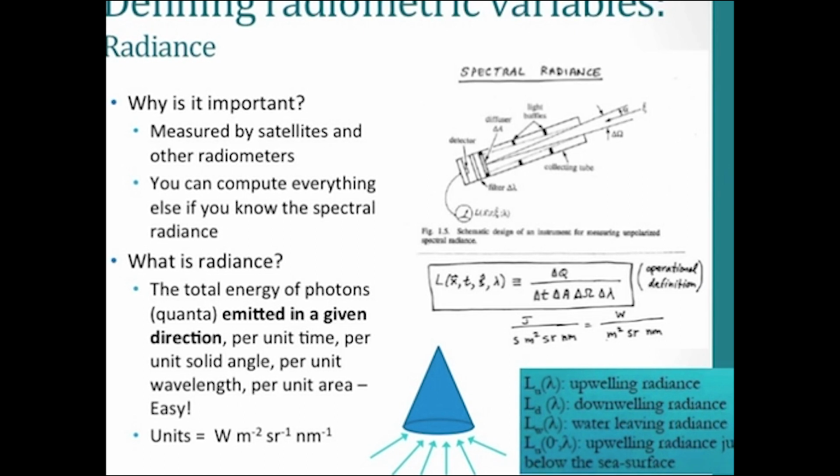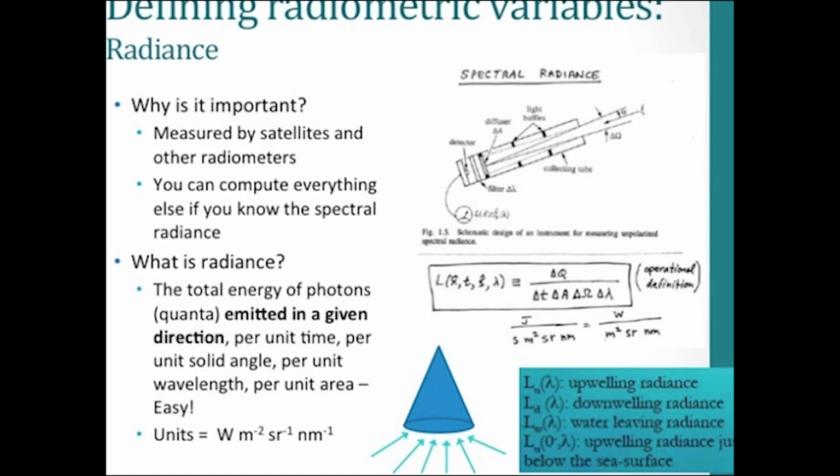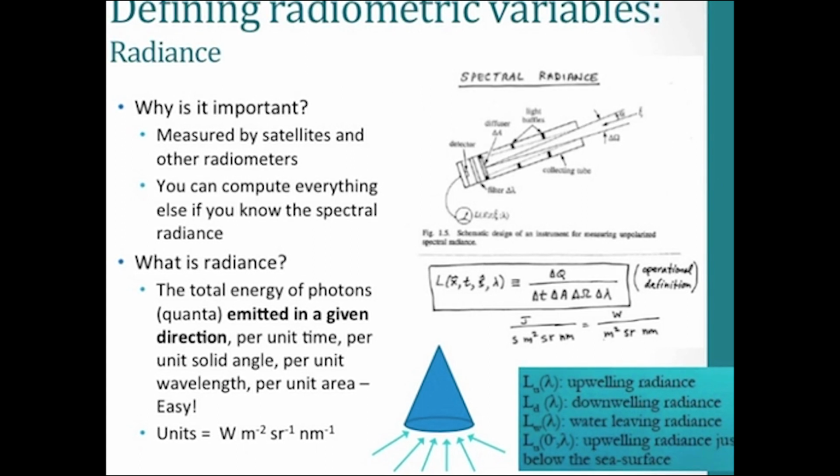Radiometry is the set of techniques for measuring electromagnetic wave radiation, including visible light. Radiometric variables are those quantities that can be measured. The most important of these is radiance. Radiance is, simply put, all the light arriving at a sensor from a certain direction, whether the sensor is in the water or on a satellite.